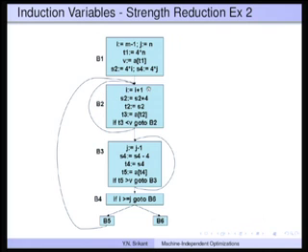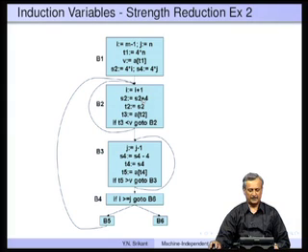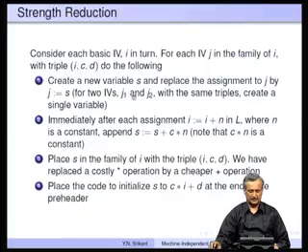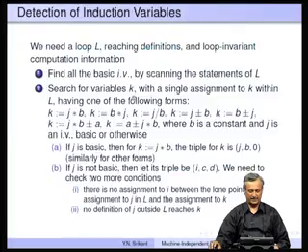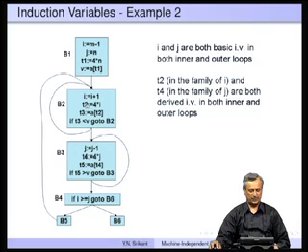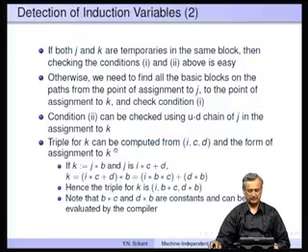So, let us take another simple example. So, this is example 2. For example, let us look at this. So, we had T2 and T4 which are dependent on I and j respectively.